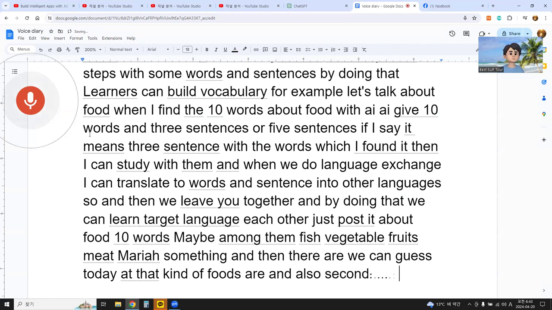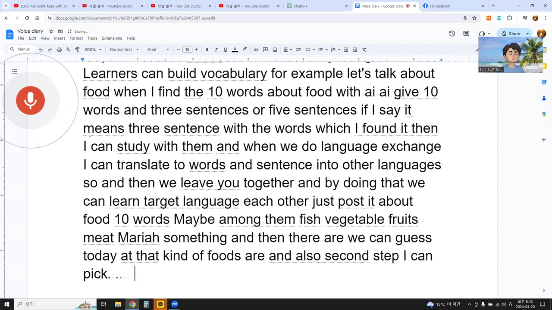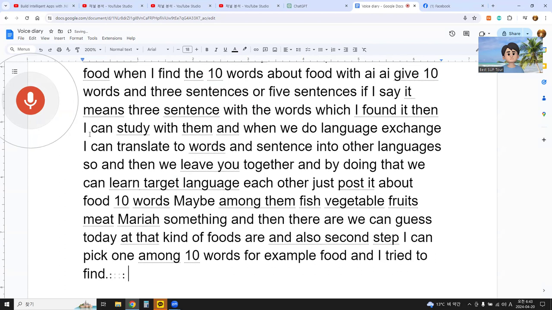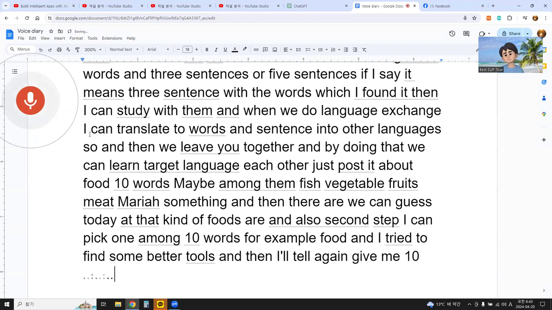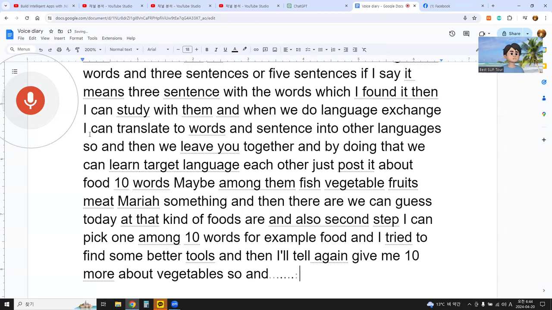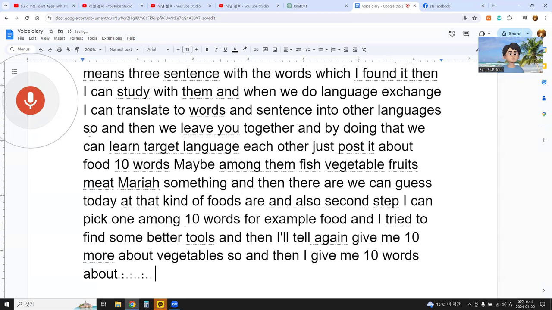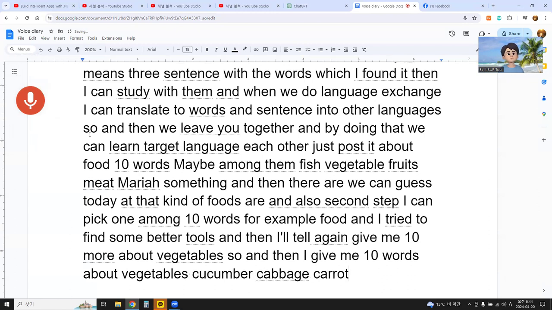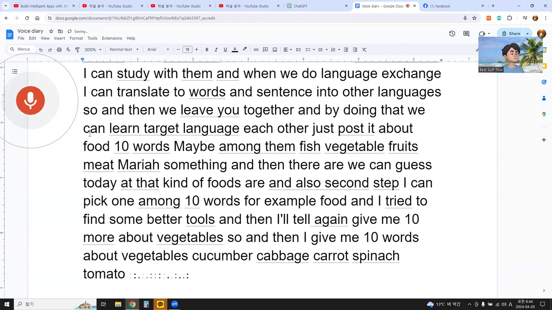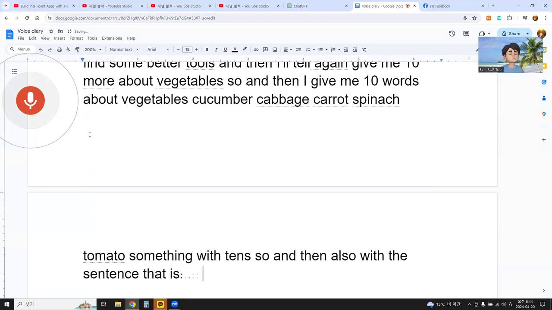And also, in the second step, I can pick one among the 10 words. For example, food, and I try to find some vegetables. And then I'll tell it again, give me 10 words about vegetables. And then AI gives me 10 words about vegetables: cucumber, cabbage, carrot, spinach, tomato, something. So, and then also with sentences, that is the second stage.